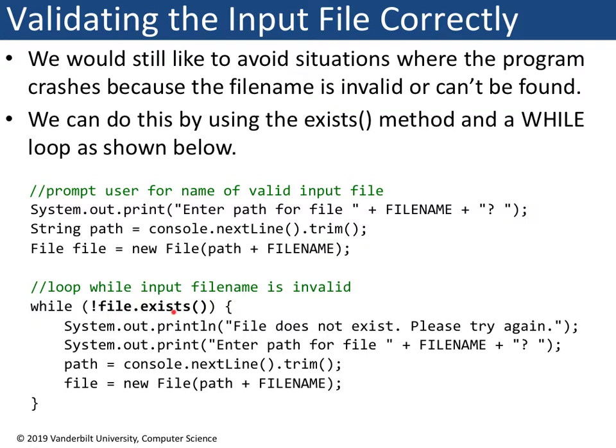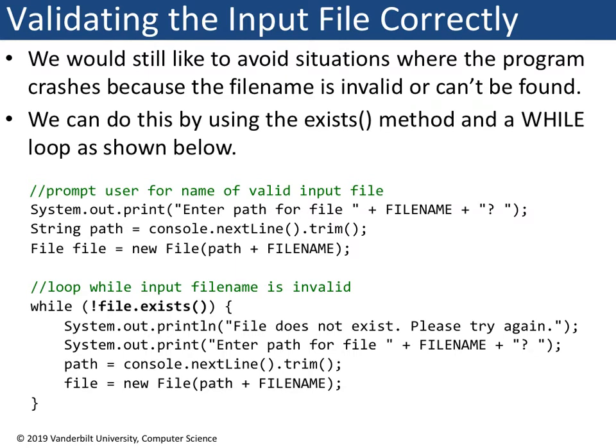So if this file exists at that location, this will return true. If this method returns true, then our not will make that false, which means we do not execute this while loop. However, if file.exists returns false, this not will make that true, which means we will execute this while loop. So it's easier to read this maybe than it is to think about the Boolean expression.